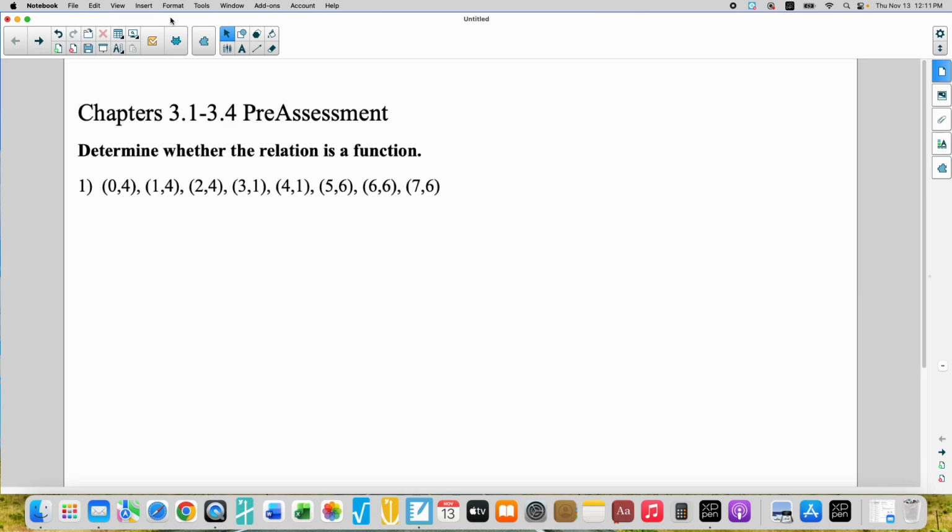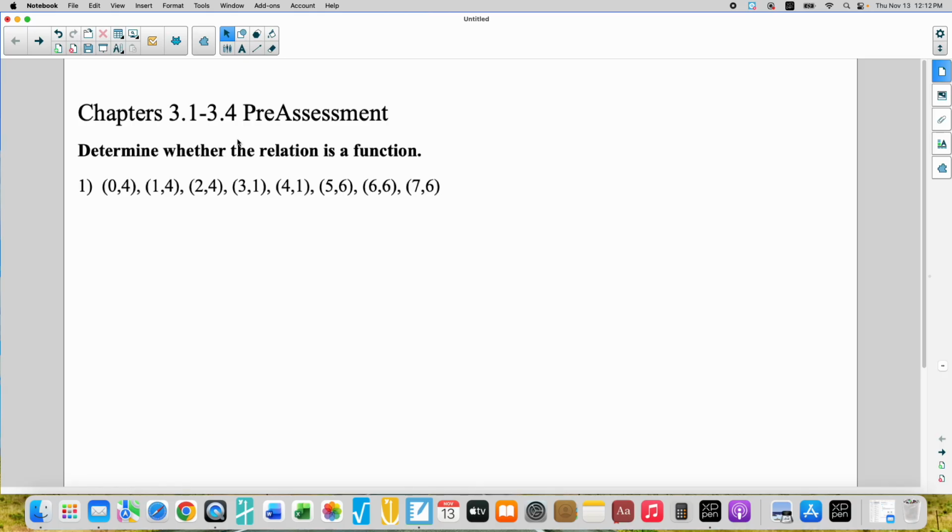To chapters 3.1 to 3.4, pre-assessment or review. Let's look at the first section. It says determine whether the relation is a function. Remember the definition of a function. For every input, it has exactly one output.